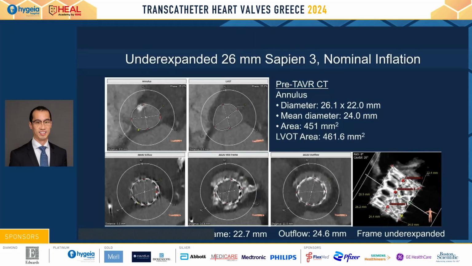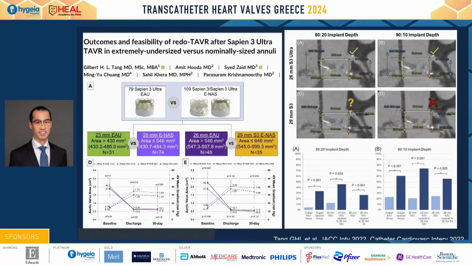This is an underexpanded 26 SAPIEN 3 despite nominal inflation, and you can see the area of the native annulus is 451 millimeters square, and when you deploy a 26 millimeter valve, you actually end up being more like a 23 millimeter across the entire frame geometry. And we actually have published 2 papers on this topic, such that we do not need to oversize much at all now with balloon expandable valves.